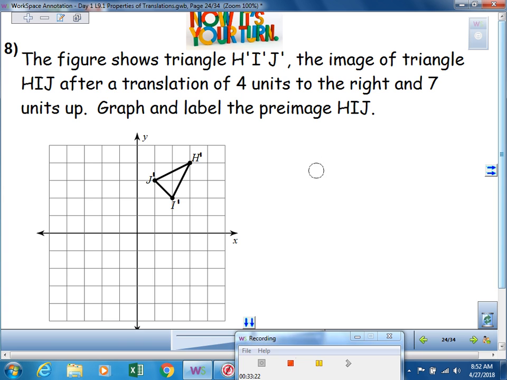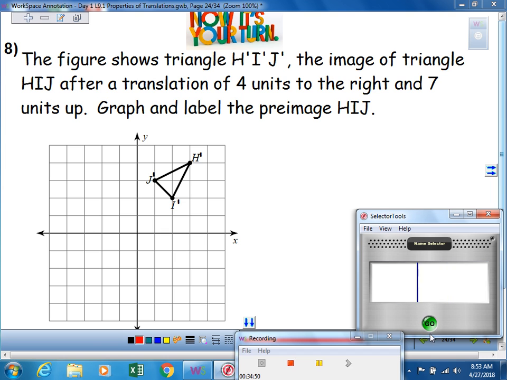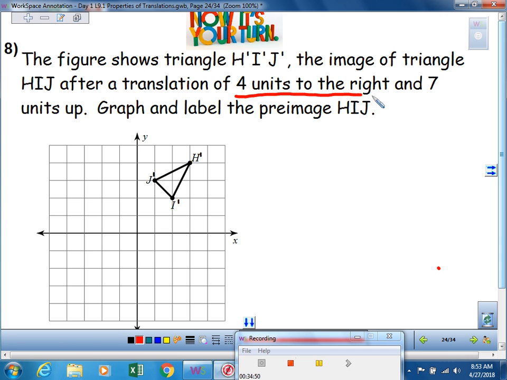Talk it over with your shoulder partner. All right. What did you come up with? Aliana? Yes, you're going to do the opposite. So instead of 4 units right, you're going to go left. And then 7 units up, you would go down, and that will get you to the pre-image. So go ahead and graph that one. 4 units left, 7 units down, and label it with just the letters, H-I-J.